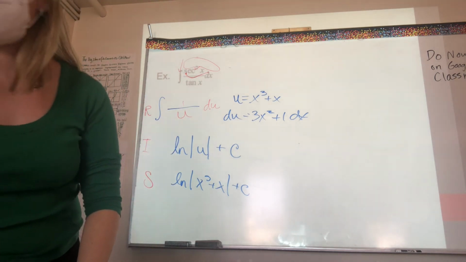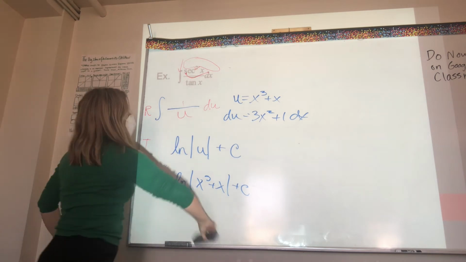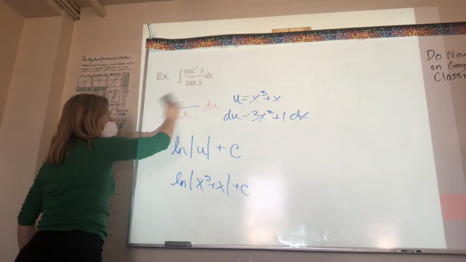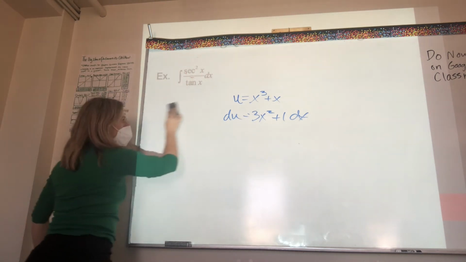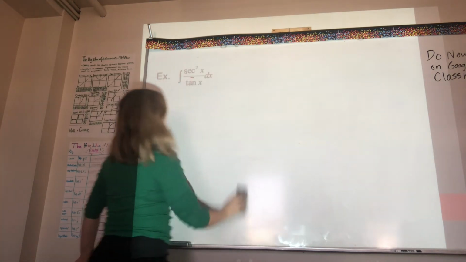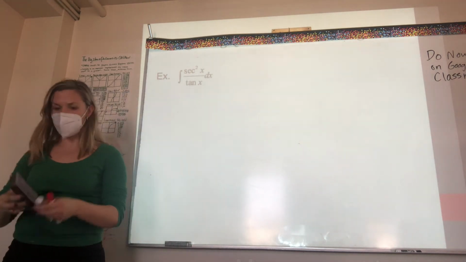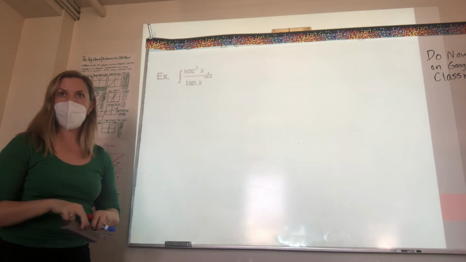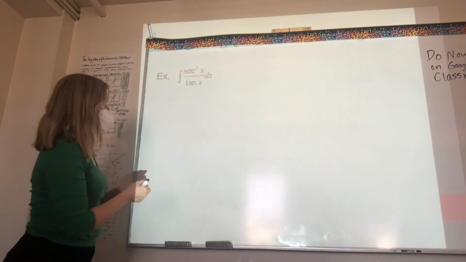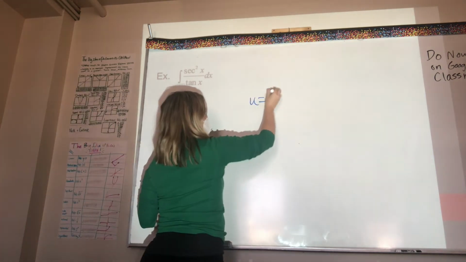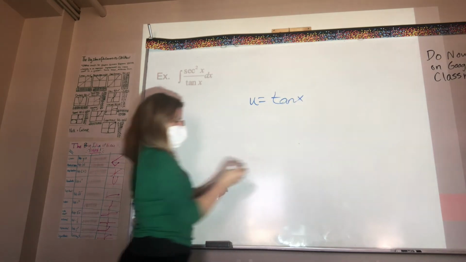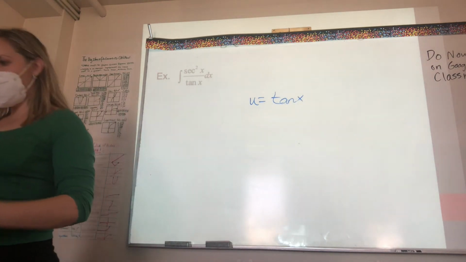Let's do another one, and this is trig. The degree on the denominator being 1 greater than the degree on the numerator does not apply to trig functions. I'm just going to tell you that the denominator is your u. U equals tangent of x. Can you all write what du is just on the side?